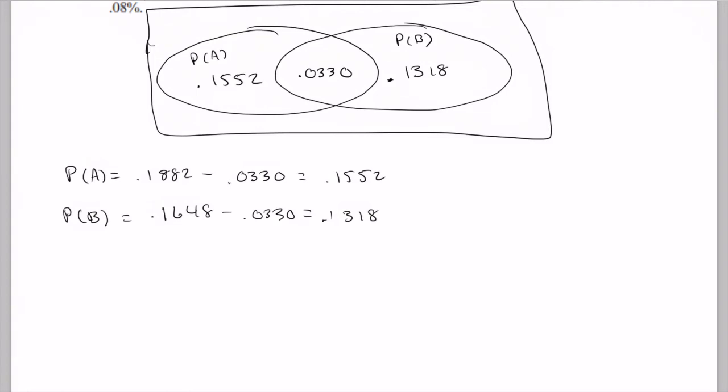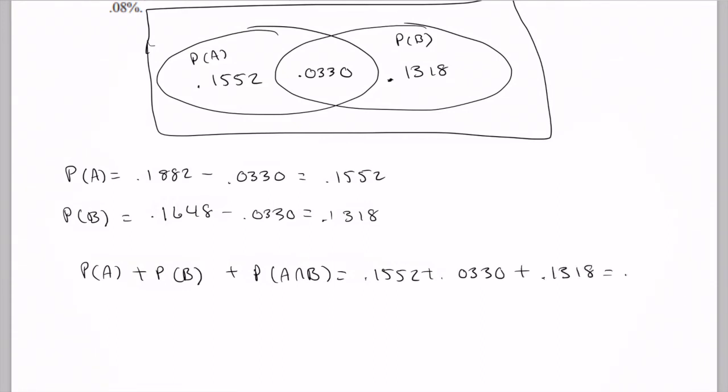Okay, so we have everything here. We also need to find anything outside. So that's going to be probability A only plus the intersection plus probability B only, which is equal to 0.1552 plus 0.0330 plus 0.1318, which is equal to 0.3200. Now we're going to find the complement. That's going to give me 1 minus 0.3200 equals 0.6800. So here we have 0.6800.